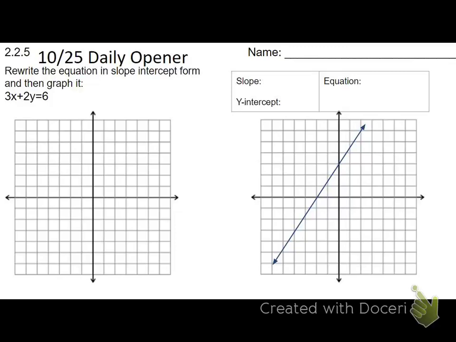Okay, so the opener today. The first one, the directions say rewrite the equation in slope-intercept form and then graph it. So slope-intercept form is what? How would we write equations in slope-intercept form?